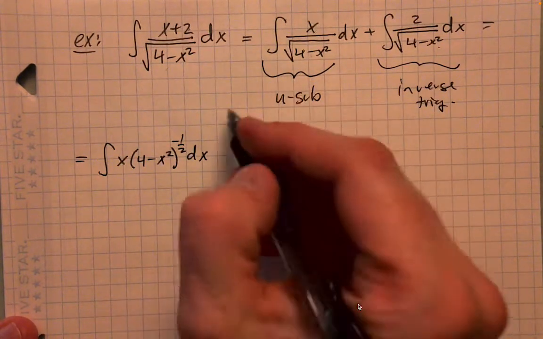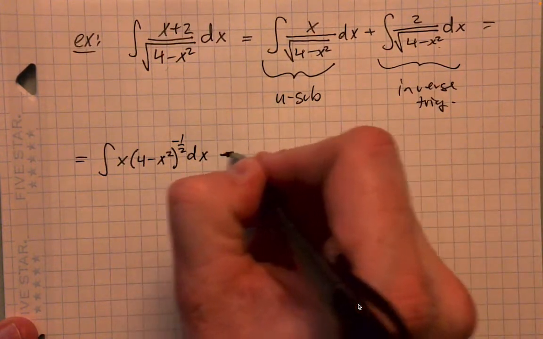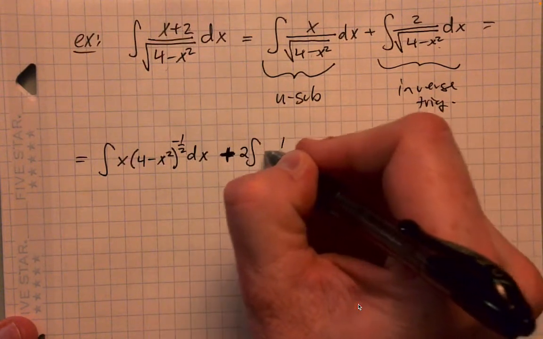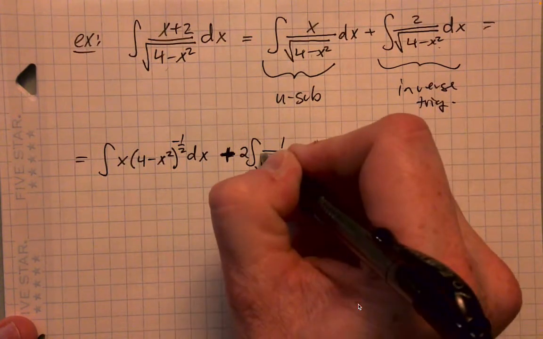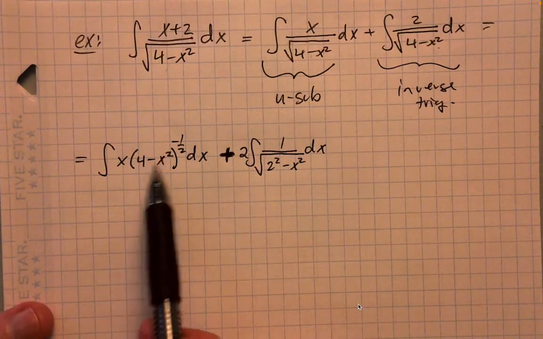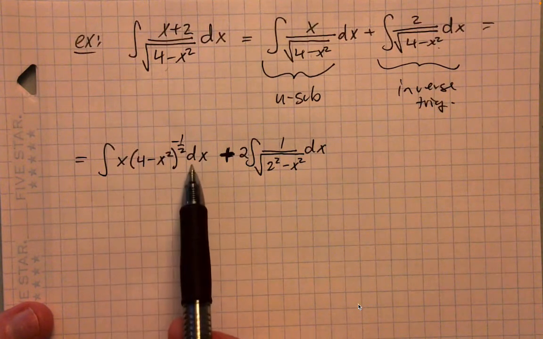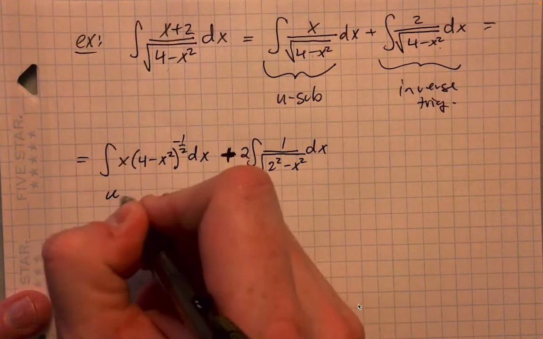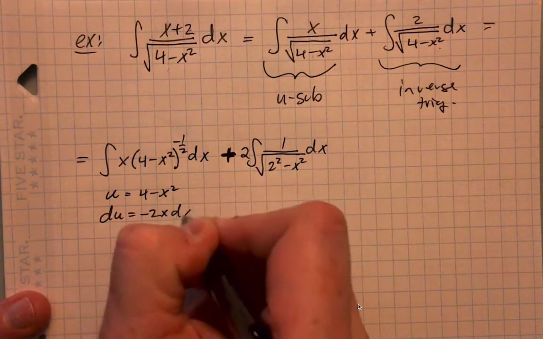Okay, so that one's there, and then this other one is going to, plus, this will be the integral. I'll bring the 2 out, and so that'll be 1 over the square root of 2 squared minus x squared dx. Right, and so here you can see that if I let u be 4 minus x squared, then I'm going to get negative 2x dx. Right, and so let's do all the substitutions here. u equals 4 minus x squared, du equals negative 2x dx.